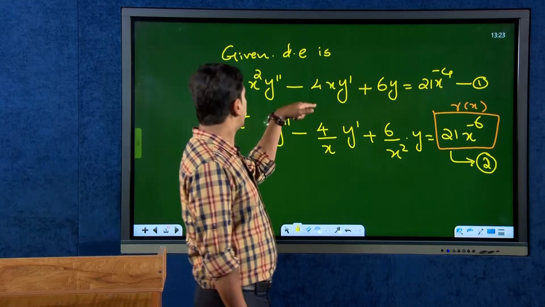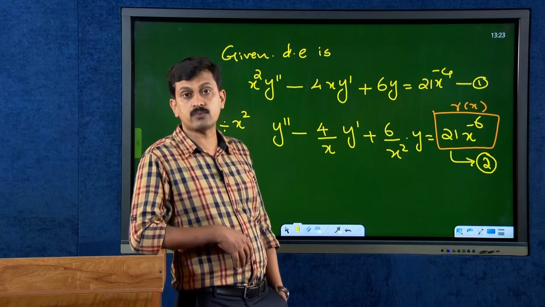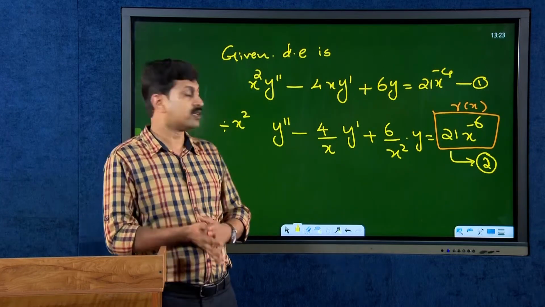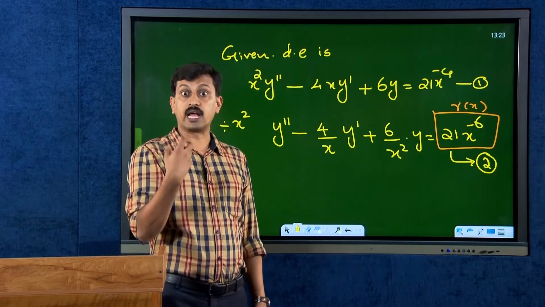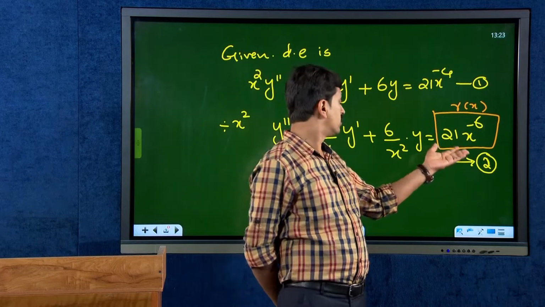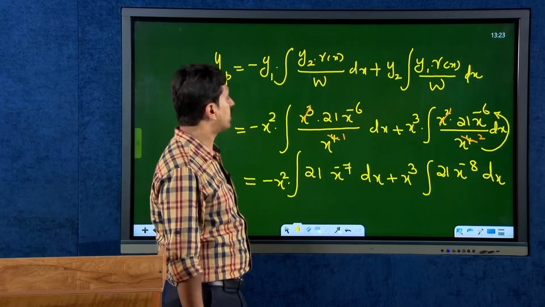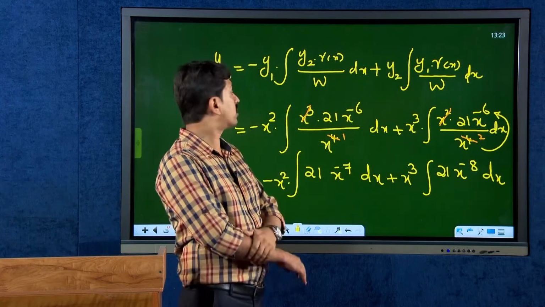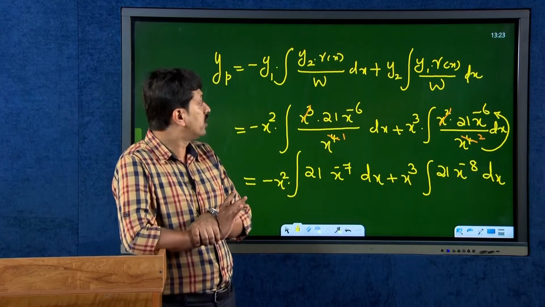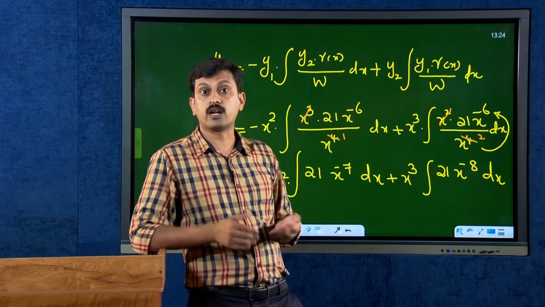See, we have a formula to find this. x square y double dash minus 4xy dash plus 6y is equal to 21x raised to minus 4 is our differential equation. So, to find yp, we convert it into standard form. We have to make the first term the term containing y double dash alone. For that, we divided the entire equation by x square. So, we got this, and the r of x is changed into 21x raised to minus 6. So, we have the formula yp is equal to minus y1 into integral of y2 into r of x divided by Wronskian into dx plus y2 into integral of y1 into r of x divided by Wronskian into dx. Here we know y1 is x square and y2 is x cube.